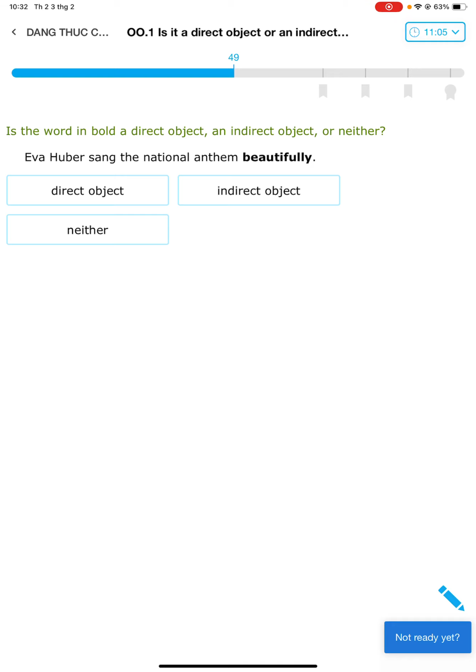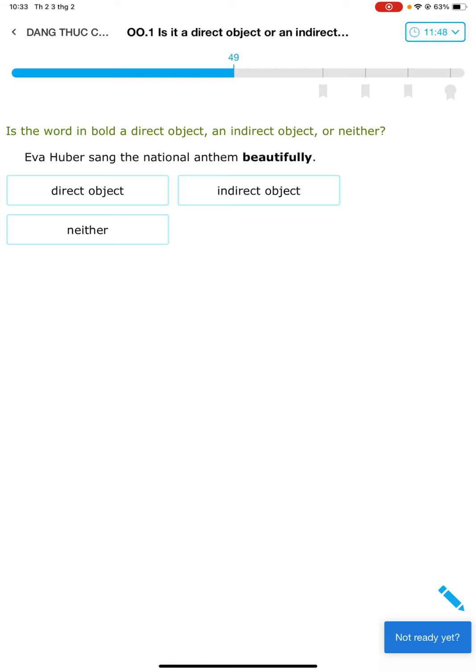First of all, in the sentence, the national anthem is a direct object. Singing is a verb, and we don't have any indirect object, because an indirect object can be in the sentence, but it can also not be in the sentence. "Beautifully" here is neither, because Eva Huber is not singing "beautifully" as if that were the song. It makes sense, but she is singing the national anthem, and the national anthem is the direct object.